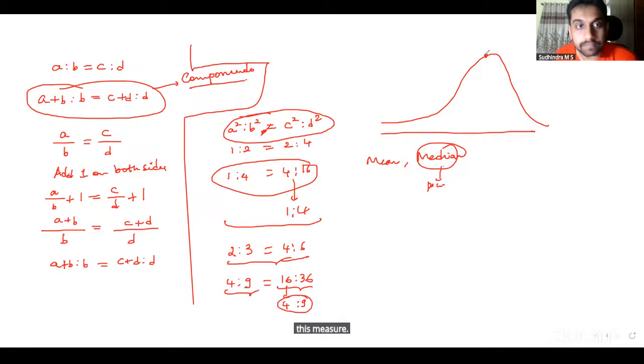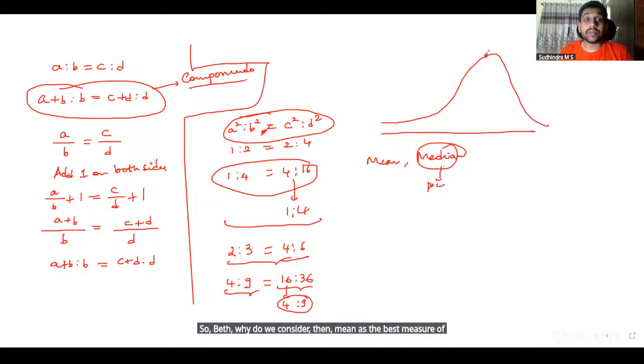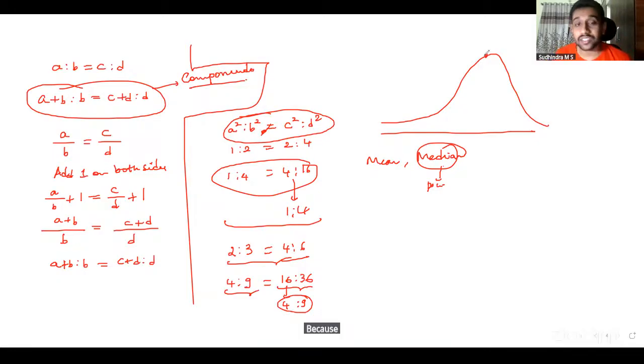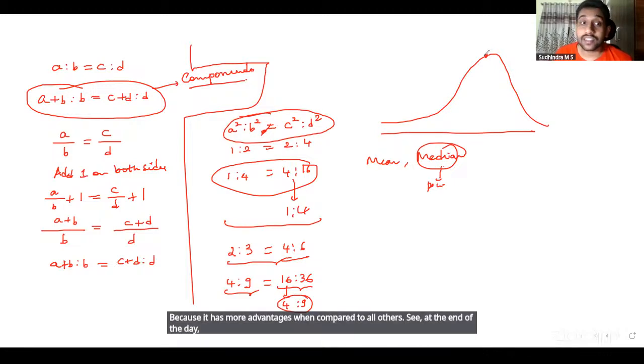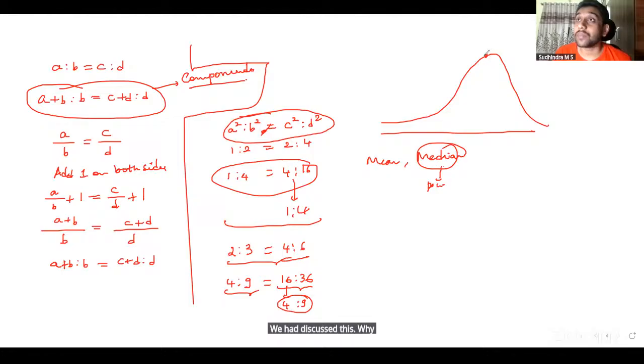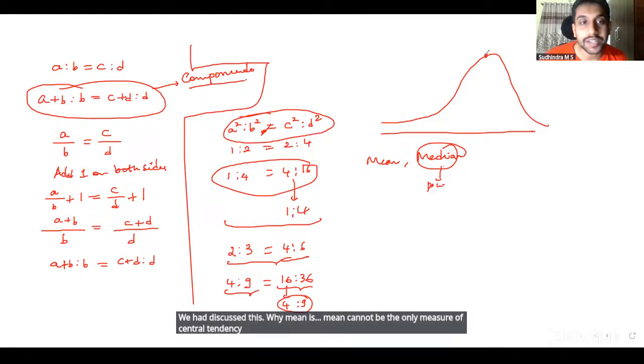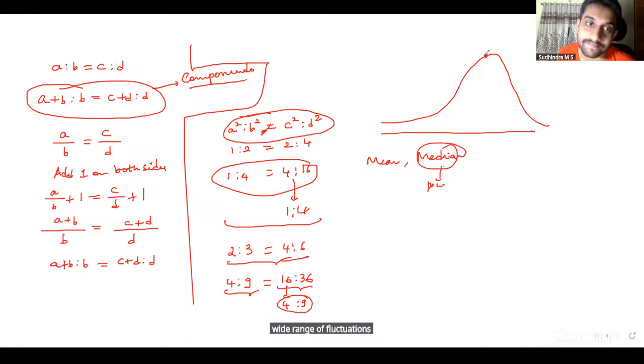Sir, but why do we then consider mean as the best measure of central tendency? Because it has more advantages when compared to all others. At the end of the day, we had discussed this. Mean cannot be the only measure of central tendency because it has a couple of limitations. One such limitation is wide range of fluctuations, when there is skewness. Okay, sir. Done. Thank you.